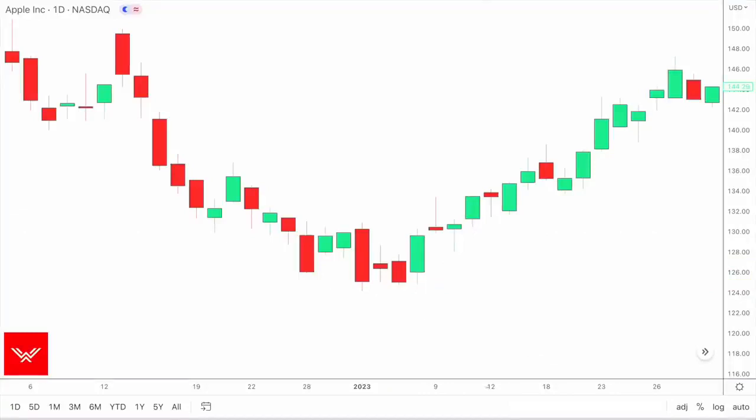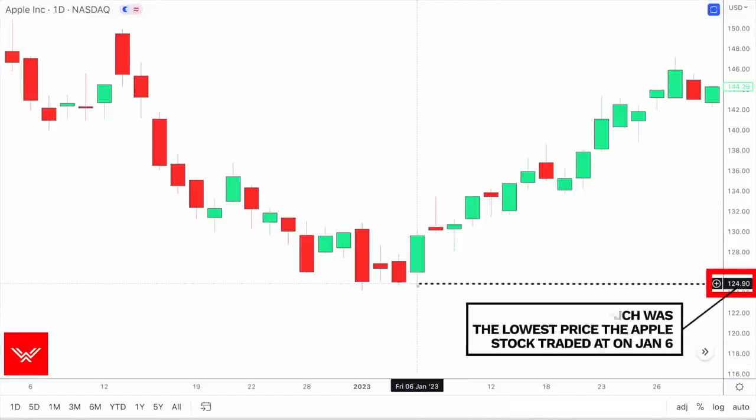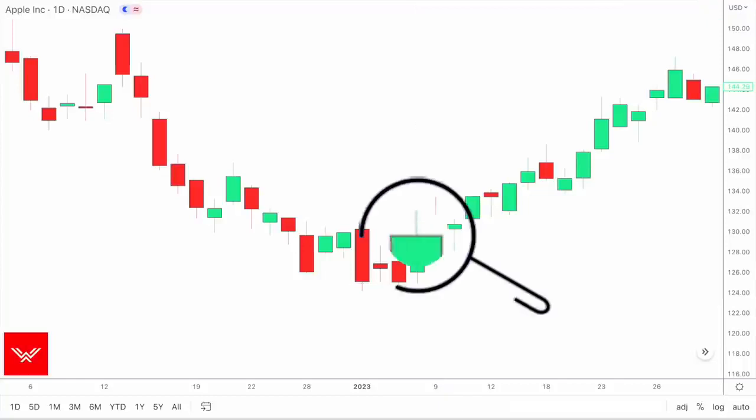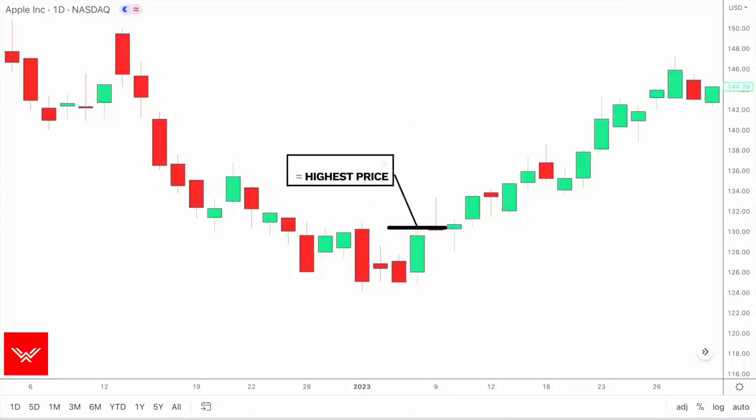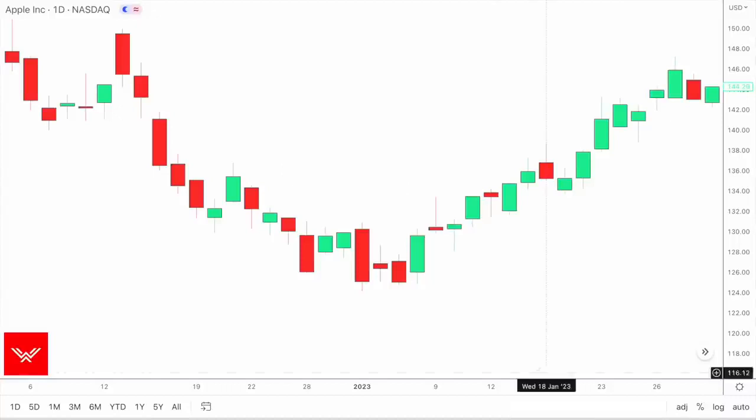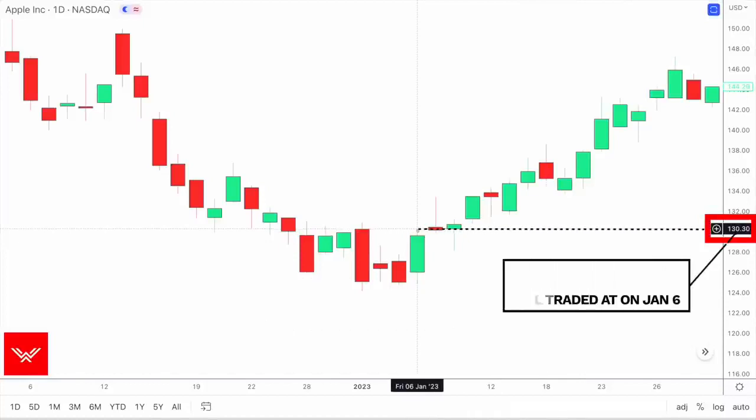Place your mouse at the bottom of the wick and it shows $124.90 as the day's lowest price. Now the wick above is the highest price that the Apple stock reached that day. Place your mouse at the top of the wick and it shows $130.30 as the day's highest price.